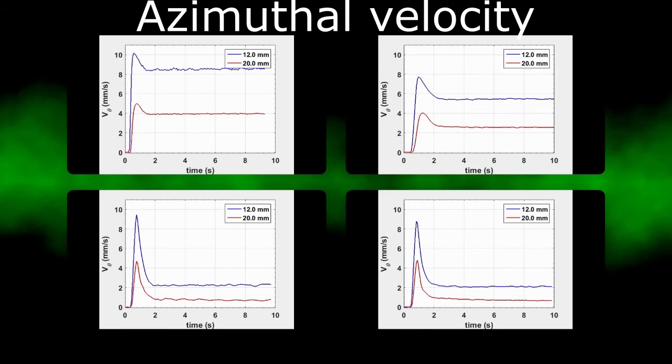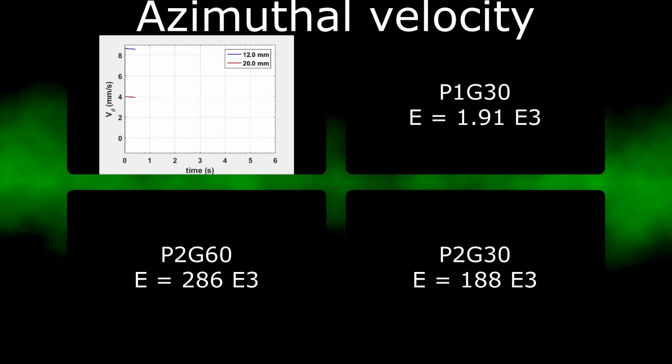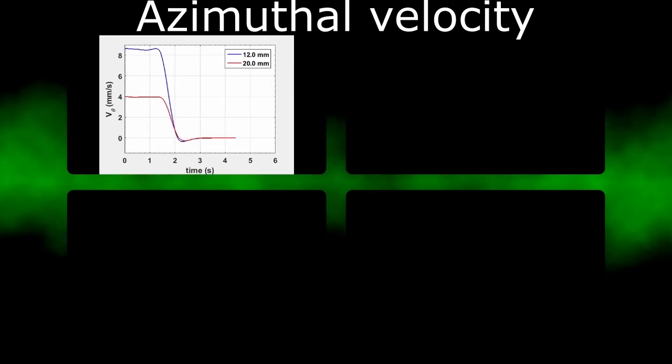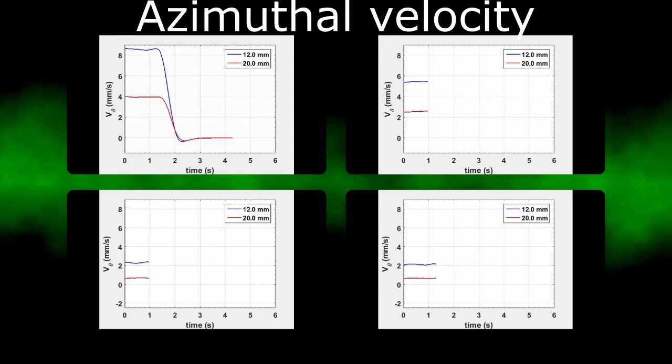Now for the decay of the vortex, I will show you the P1G60 fluid and then we will watch the rest of them. The velocity value drops immediately after the cylinder stops rotating, and this strange reverse in the fluid rotation takes place. Again, the other fluids have a more notorious effect. For the higher polyacrylamide fluids, the velocity reverses to a value even higher in magnitude than the previous stationary value.